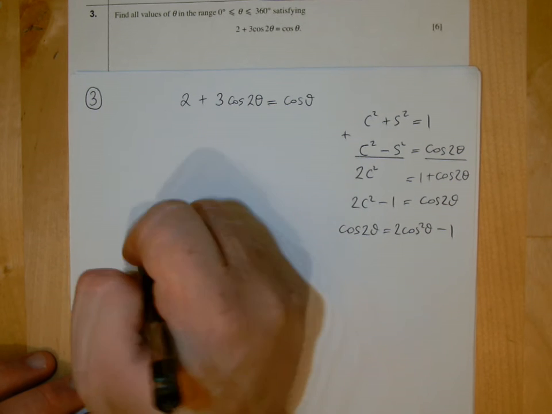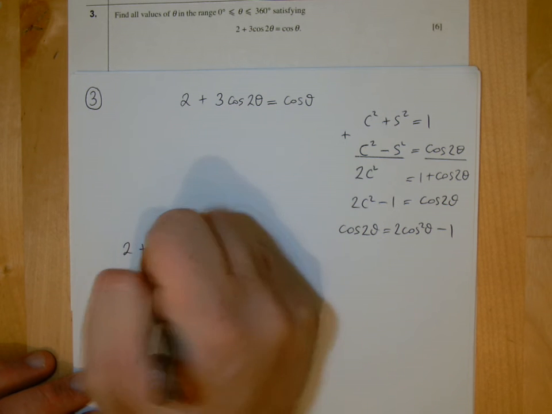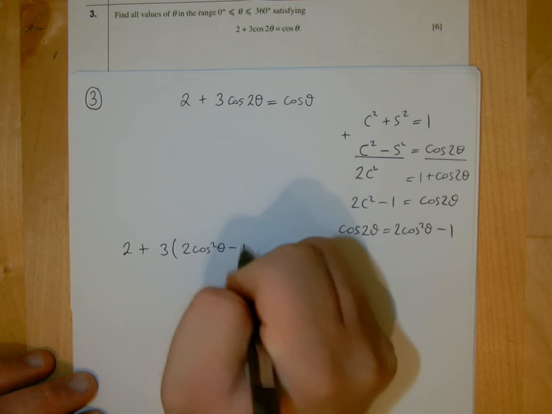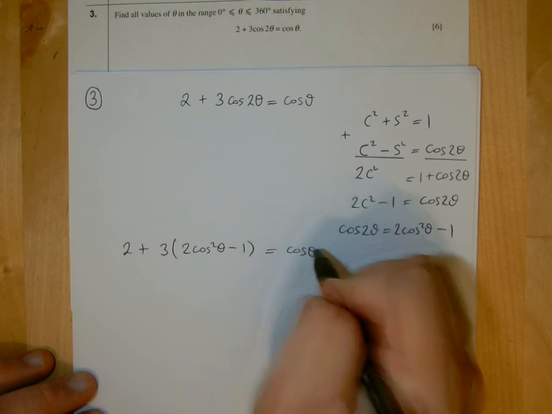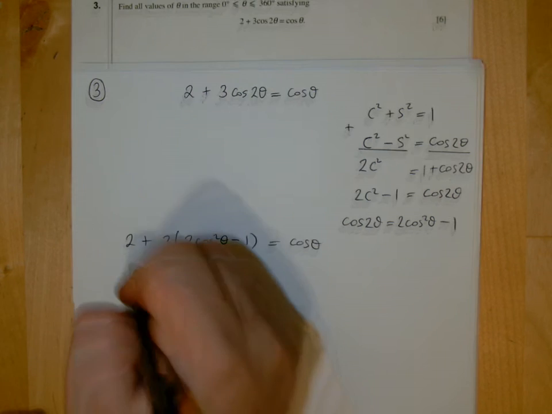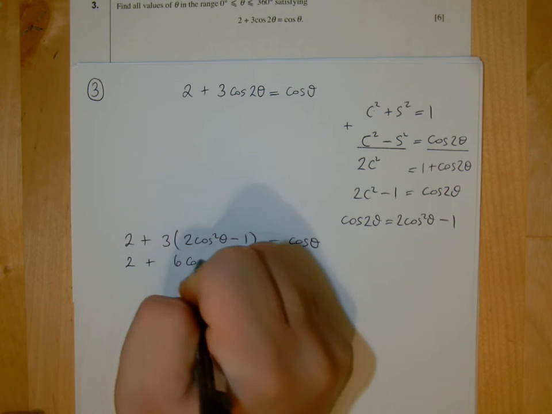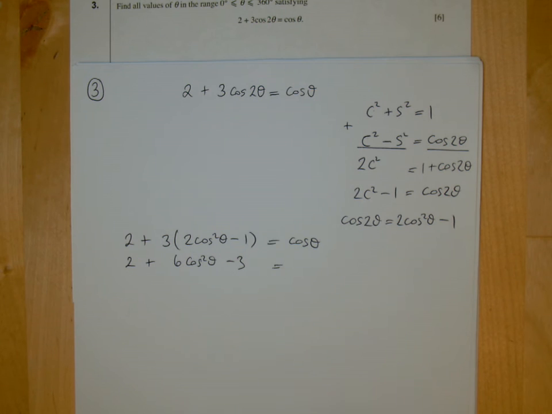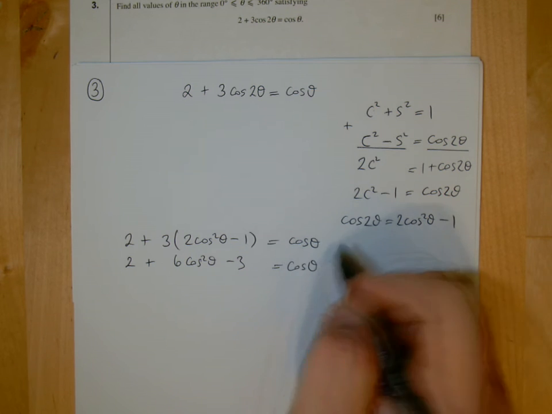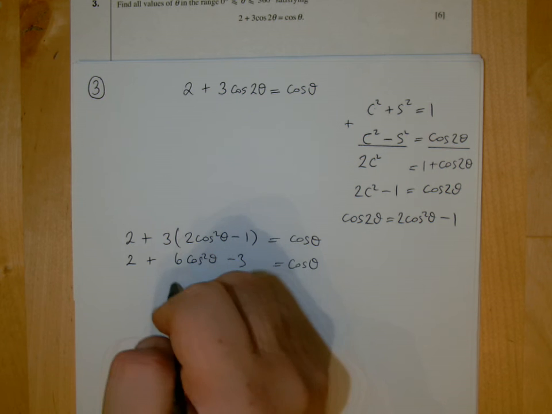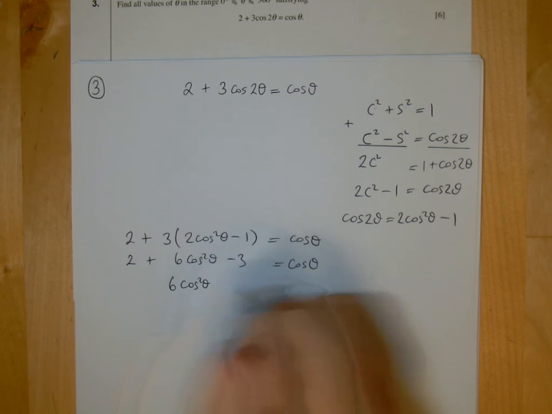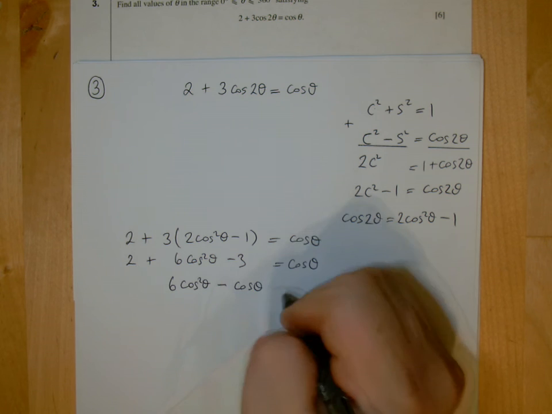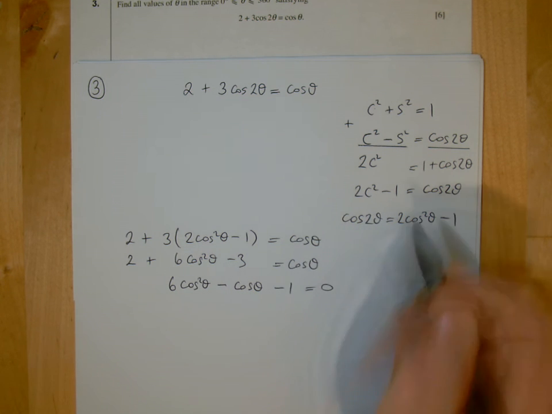So if we sub it in, we'll have 2 plus 3, so cos 2 theta then becomes 2 cos squared theta minus 1 equals then 3 cos theta. Expand that bracket, so you get 6 cos squared theta minus 3 when you multiply through by 3, equals cos theta. Get everything to one side, so you have 6 cos squared theta, take the cos theta over, so it'll be minus cos theta. 2 minus 3 is minus 1 equals 0.